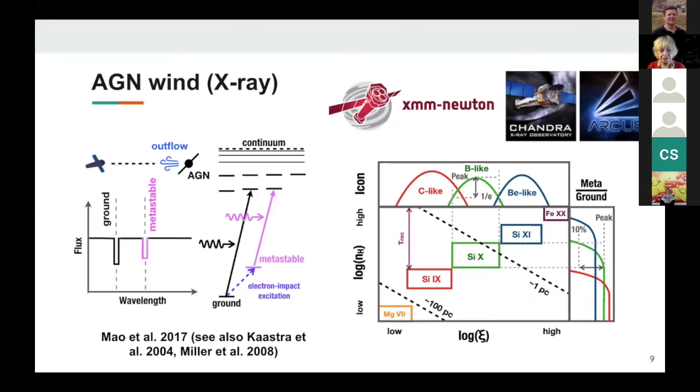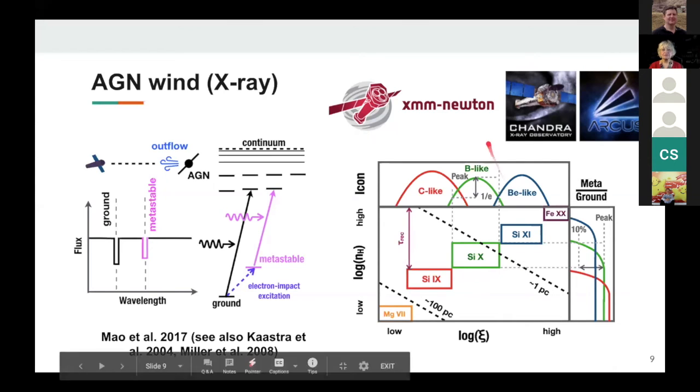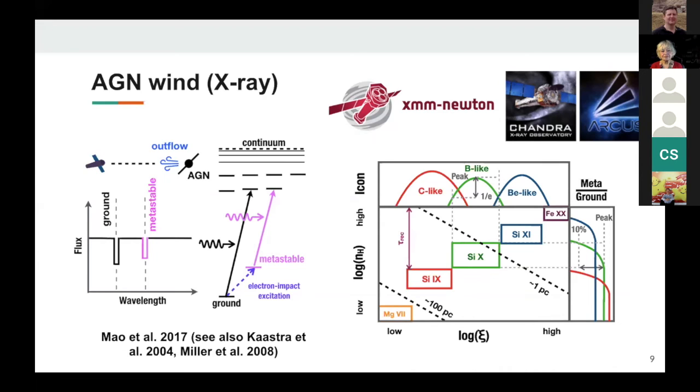But on the observation side, we are also limited by the current instruments. The current grating spectrometers do not have a sufficiently large photon collecting area, so we do not have good enough statistics. Also, we do not have good enough energy resolution to clearly resolve the metastable line profiles. So future missions like ARCUS are really essential to advance our knowledge of the physical properties of winds running away from black holes.